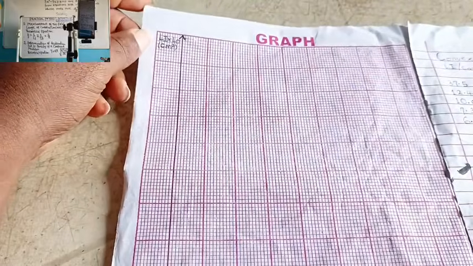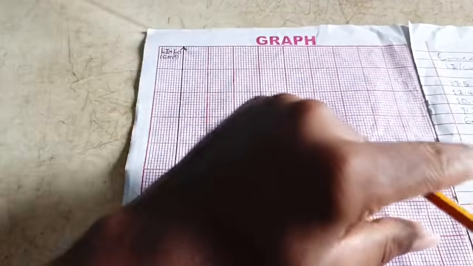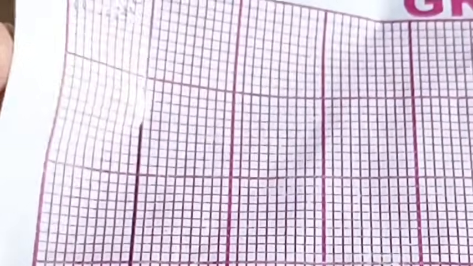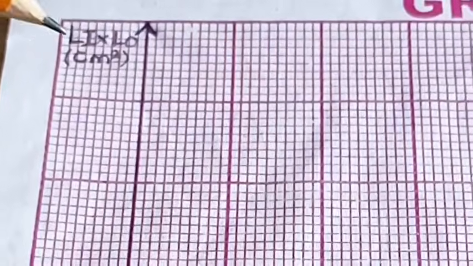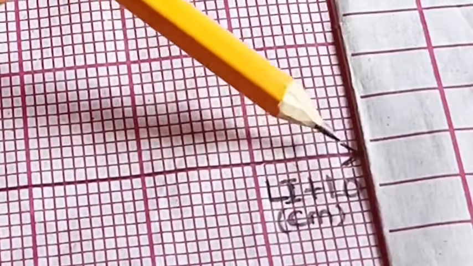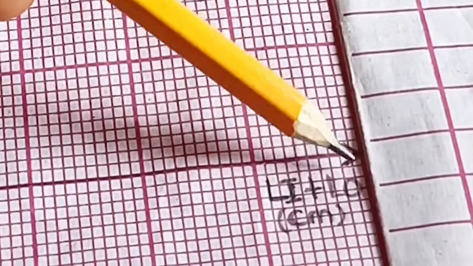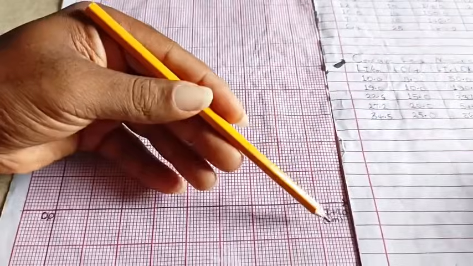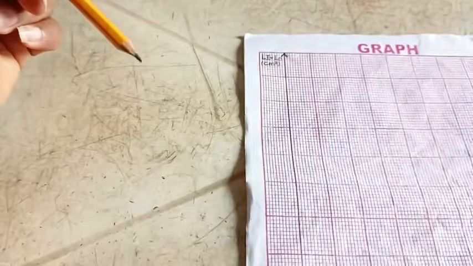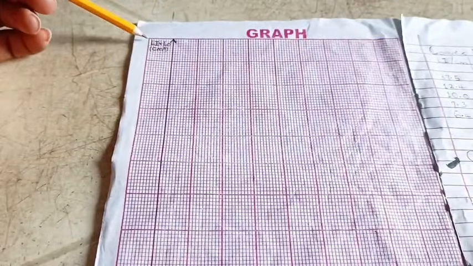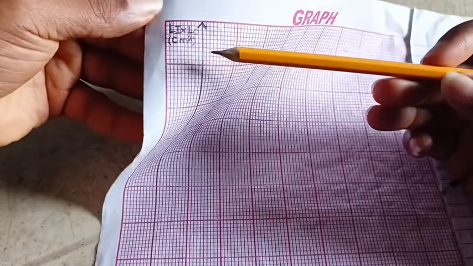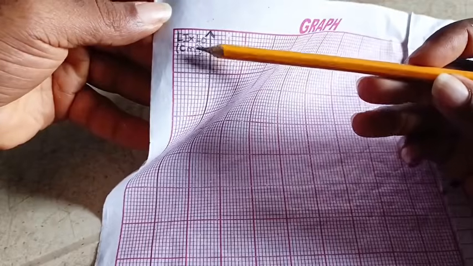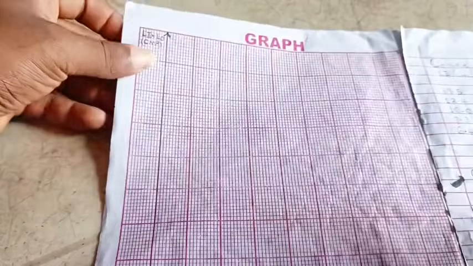I've chosen my axis. The students were required to plot a graph of Li times Lo against Li plus Lo. The unit of Li plus Lo is centimeter, and the unit of Li times Lo is square centimeter. You can see that, right? Because you are multiplying two length parameters.